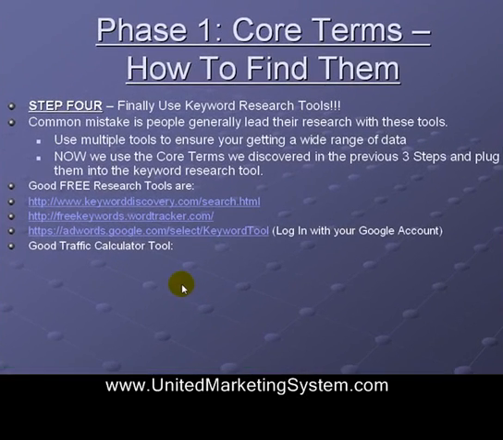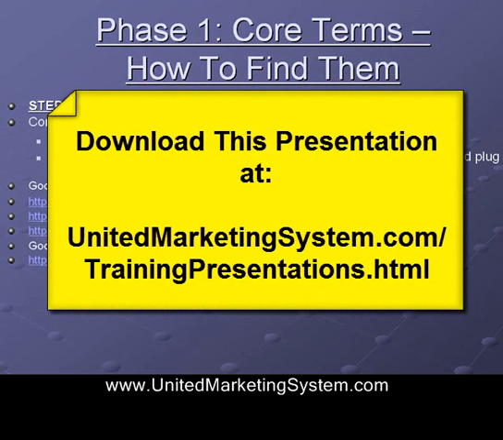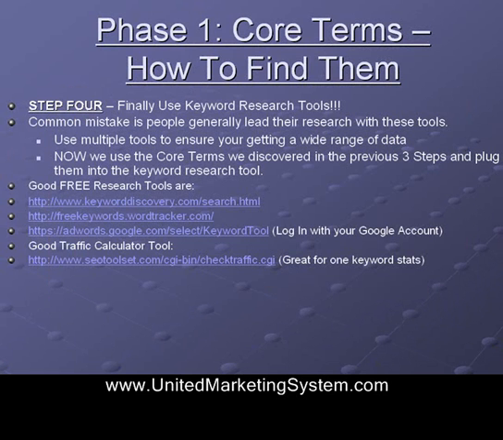Another good thing is a good traffic calculator tool. You guys can check this out. Remember, this whole presentation is available for download at the website that you see on your screen. So what we're going to do here, this is a keyword calculator tool. This is good for one keyword. So if you find a couple keywords you really want to optimize for, you'll put in the keyword there, and it's going to give you not an exact number, but how much that one specific keyword gets searched. So it's pretty cool to know if you want to look at it individually.